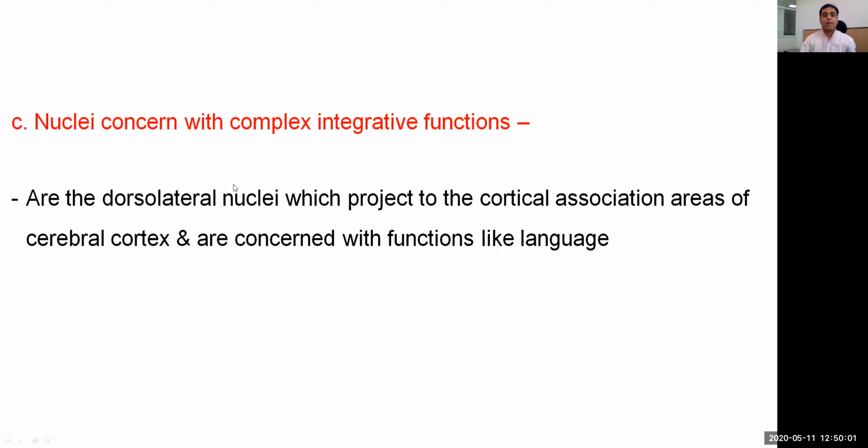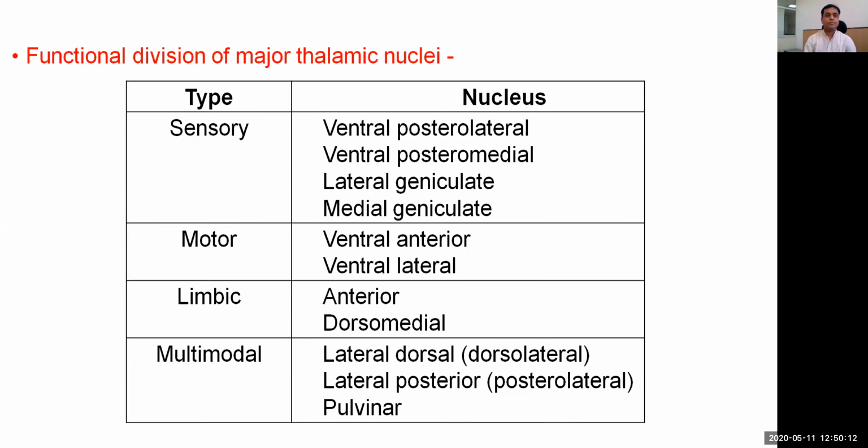Nuclei concerned with complex integrative function are the dorsolateral nuclei, which project to cortical association areas of the cerebral cortex and are concerned with functions like language. This is a functional division of the major thalamic nuclei.